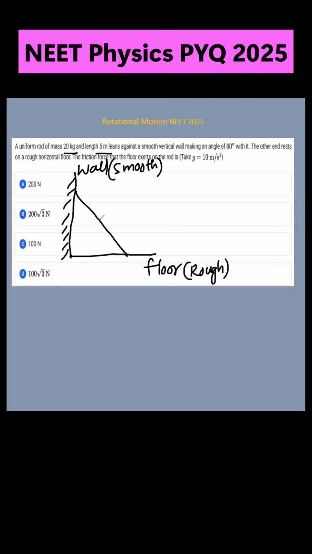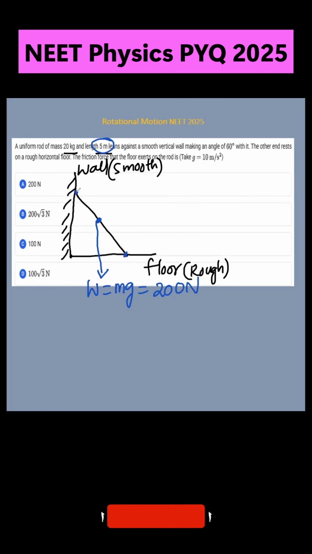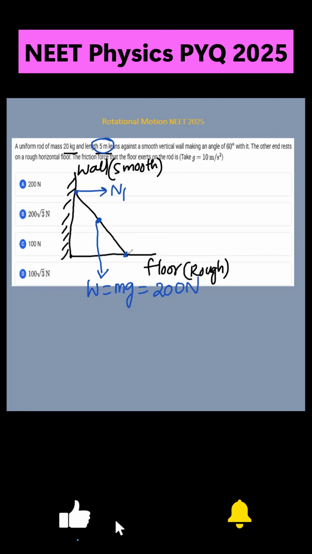Now when we take the ladder, its length is given as 5 meters. First, the force acting vertically downward is the weight, that is equal to mg, which is 20 into 10, 200 Newton. But there are two contacts. One is with the wall, acting normally, so let it be N1. There is another contact with the floor, that is N2, acting normal to the floor.